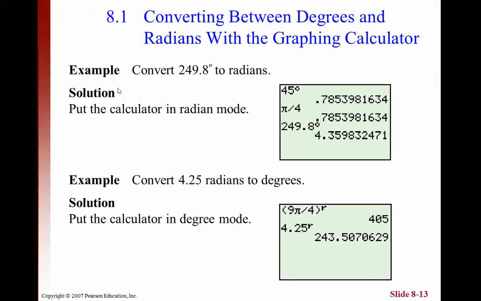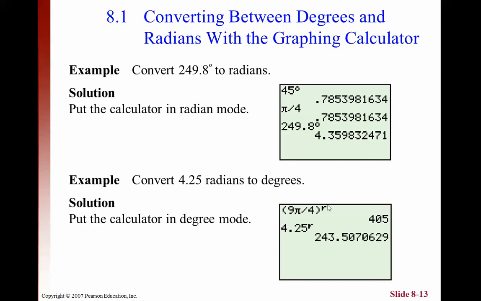Okay, to do it, if you want to convert this to radians, you've got to put the calculator in radian mode, the degrees to radians. So 45 degrees is this, pi over 4 is 45 degrees, the same thing. So we put the 249, I put a degree sign after it from the angle menu, hit enter, and we get the radians. Okay, so that's converting degrees to radians.